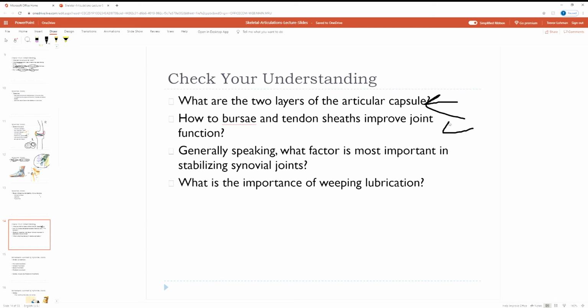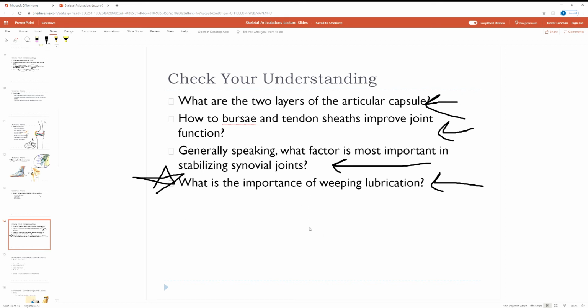How do bursae and tendon sheaths improve joint function? By reducing friction. Which factor is most important in stabilizing synovial joints? Muscle tone. This is why I put this in here now, because I always forget stuff. What is the importance of weeping lubrication?